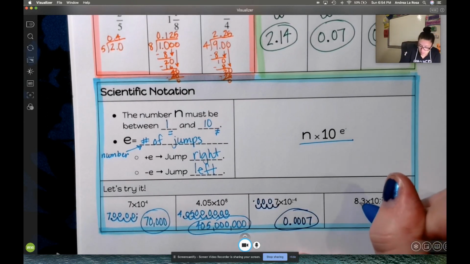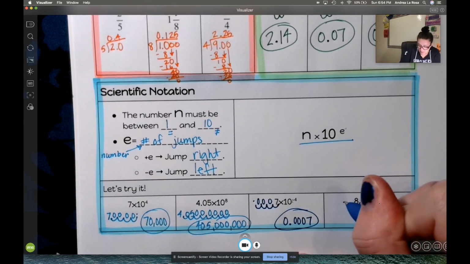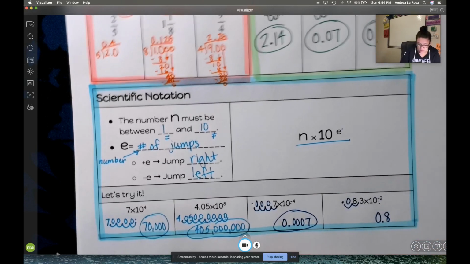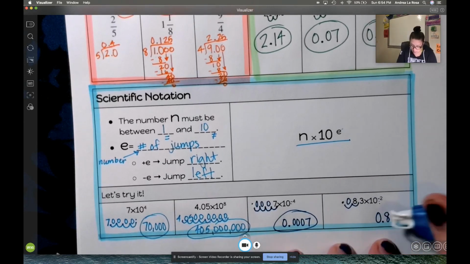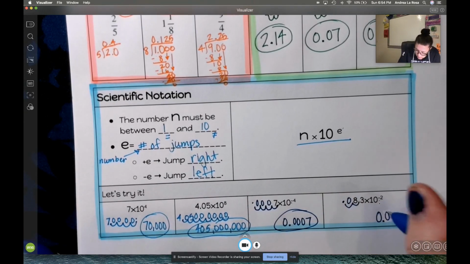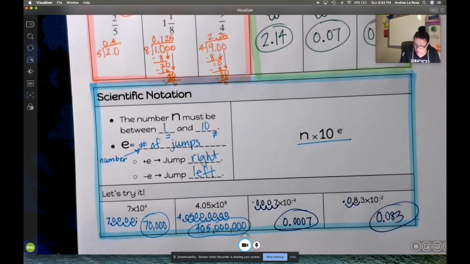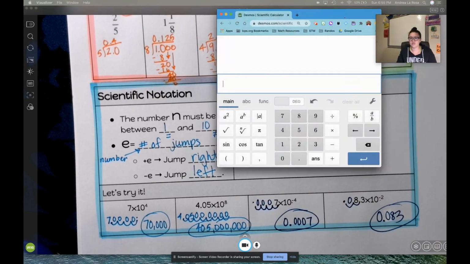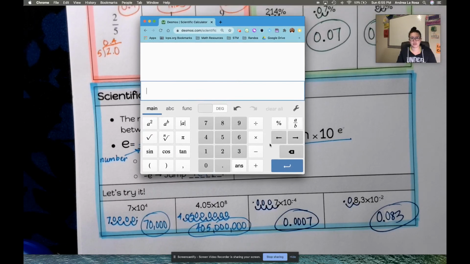I move my decimal point 2 times to the left. So I get 0 point, oh, Andrea, again, yay, whiteout. So I get 0.083 for my decimal. This one I think should work in the calculator because our exponent's not very big.